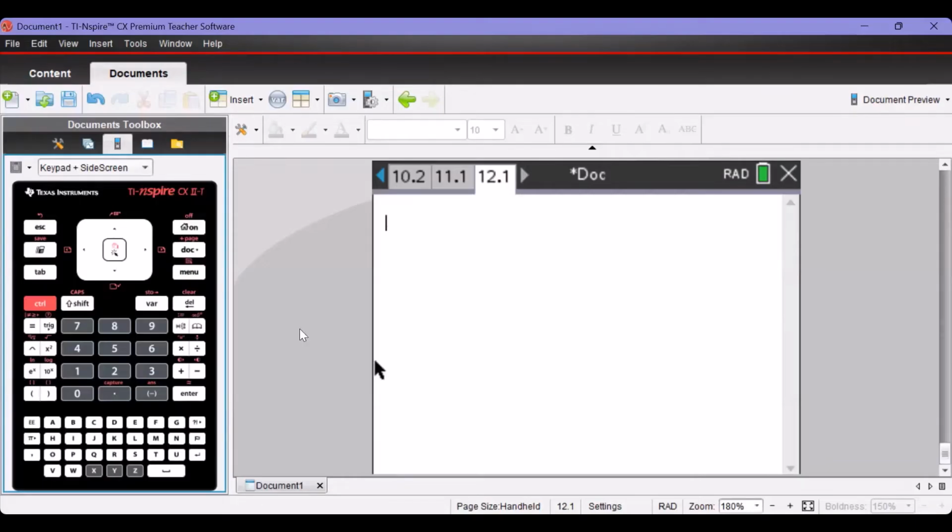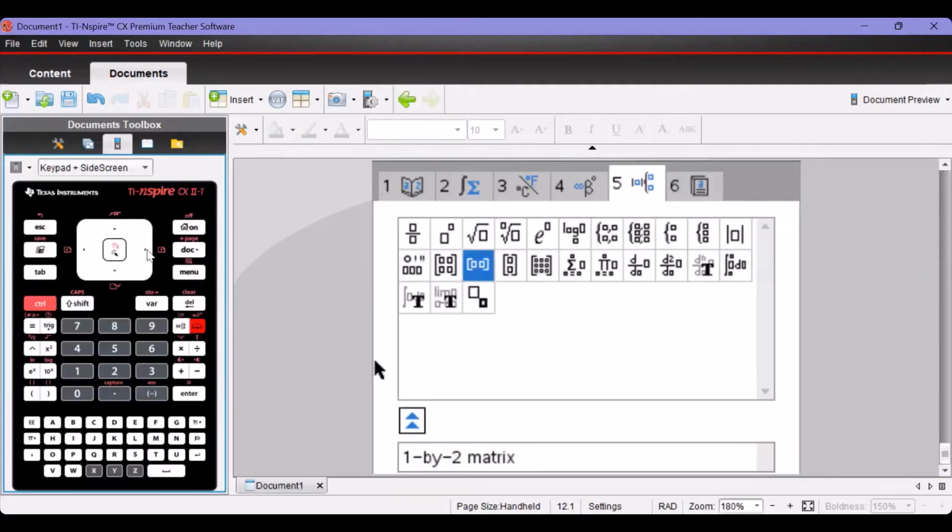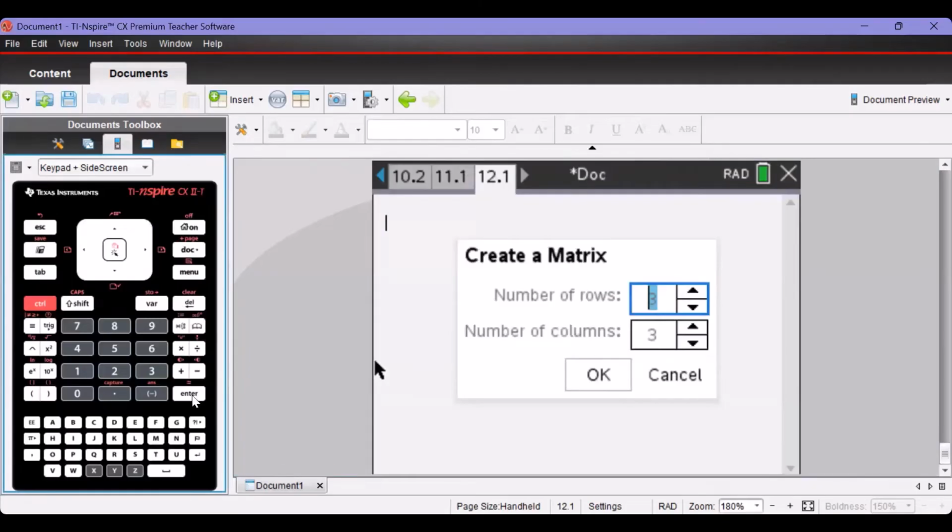So what we're going to do now is we're going to, on Nspire, form the equation inverse of A times B. So to do this, what we need to do is press the catalog button, and then we want to make contact with the n by n matrix template. Press enter, and we want to create a 3 by 3 matrix.